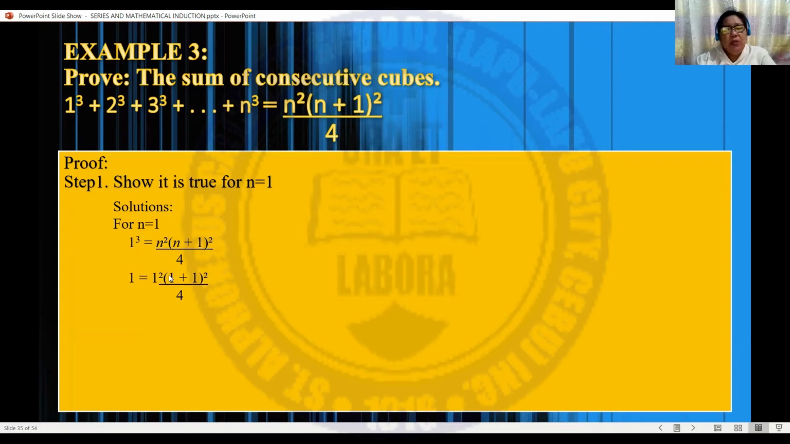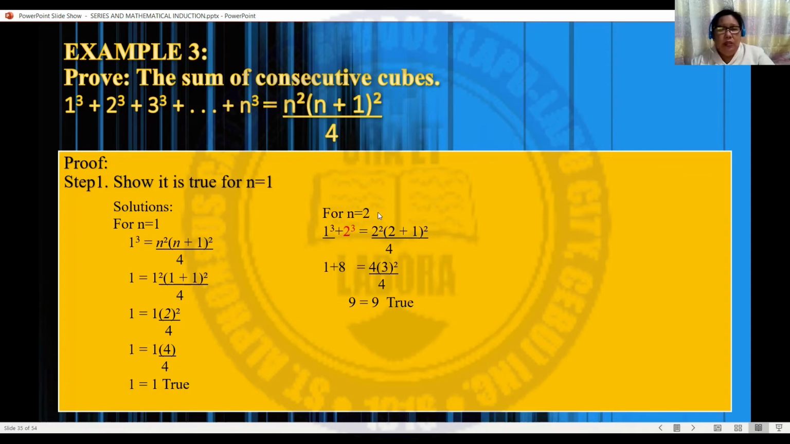So we have now 1 squared times the quantity 1 plus 1, and then you square, then all over 4. So we have 1 plus 1 is 2, square it, it's 4. Then we have 1 times 4 over 4. So it's equivalent to 1. And this is true. And let us check using n is equal to 2.